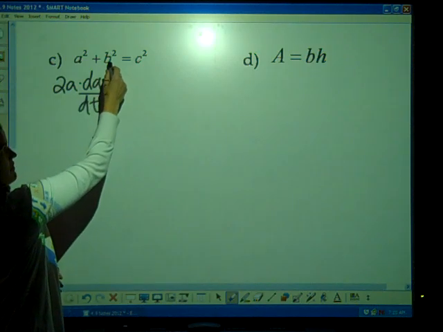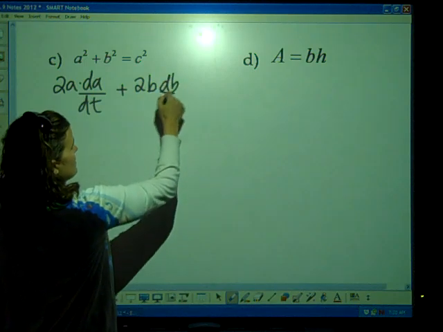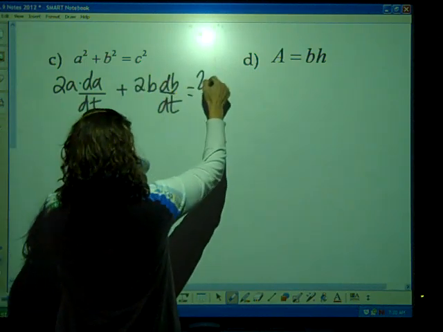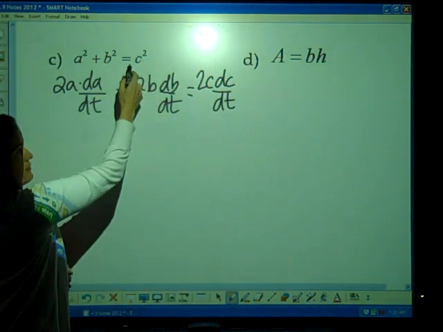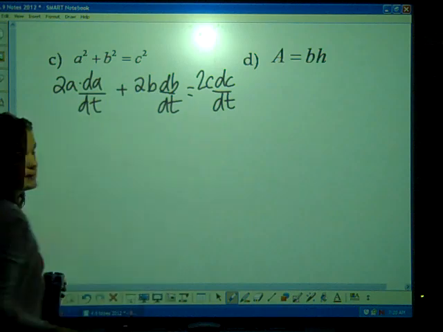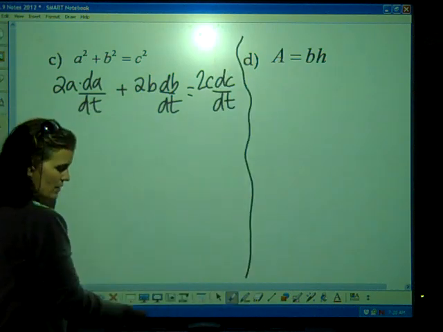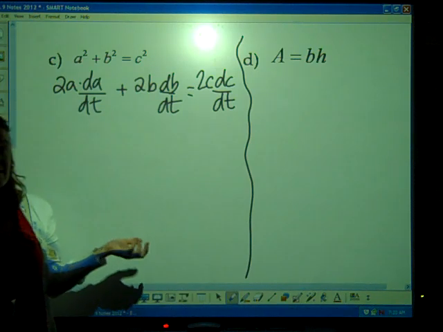Plus b squared, take the derivative of that, we'll pop the 2 out in front, 2b times dB dt equals c squared, pop the 2 out in front, 2 times c times dc dt. Every time you take the derivative of the Pythagorean theorem, this is what you should get. Now, we want to talk about how we could simplify this.